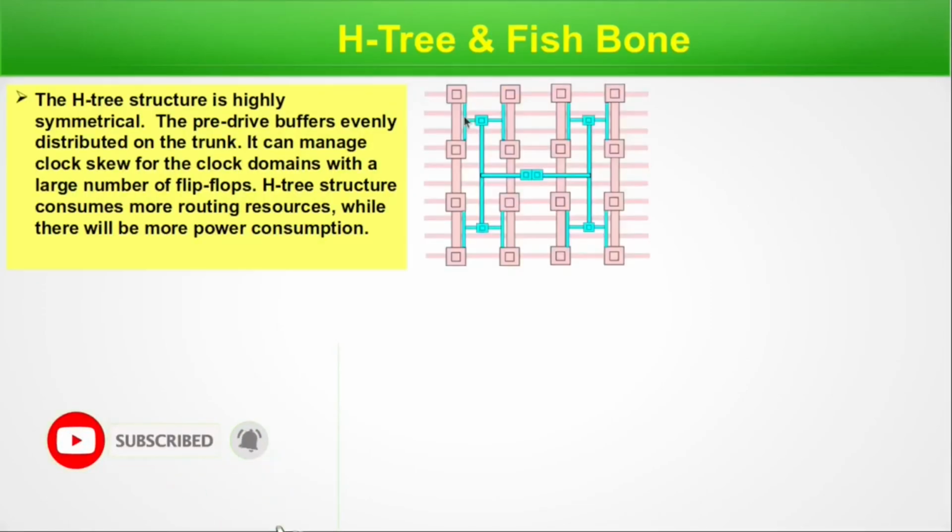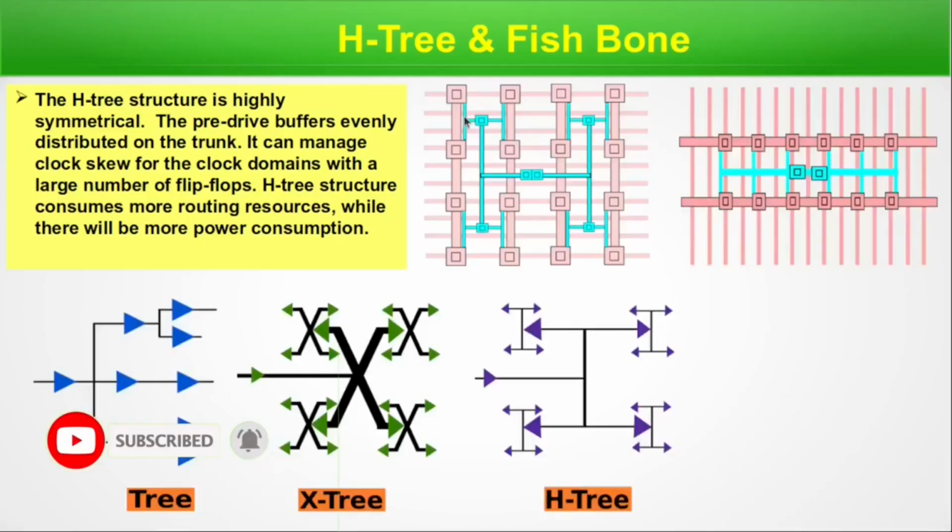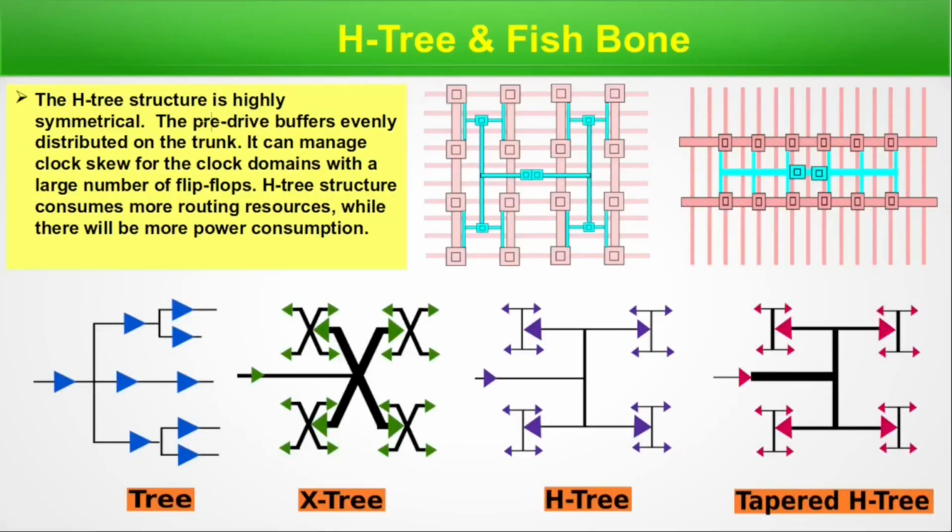Now H-tree and fishbone. The H-tree structure is highly symmetrical. The pre-drive buffers are evenly distributed on the trunk, and it can manage clock skew for clock domains with a large number of flip-flops. H-tree structure consumes more routing resources, so there will be more power consumption.